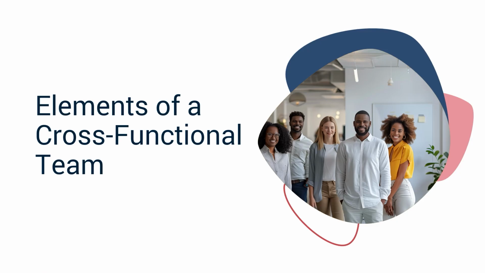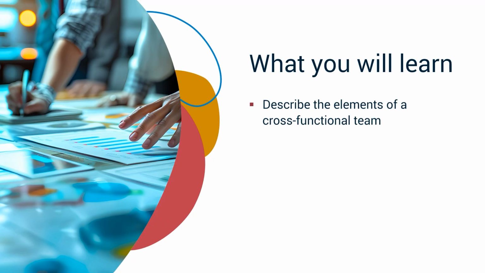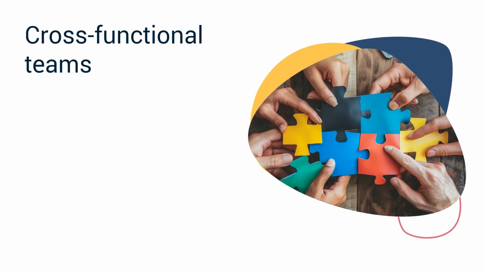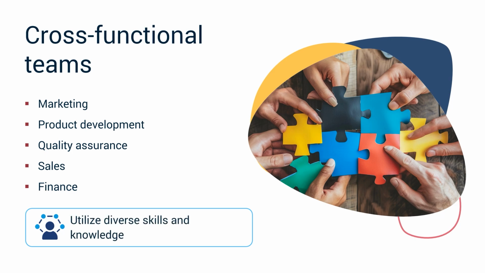Welcome to Elements of a Cross-Functional Team. After watching this video, you will be able to describe the elements of a cross-functional team and apply cross-functional team dynamics to Scrum. To achieve a common objective, cross-functional teams assemble individuals from different departments, such as marketing, product development, quality assurance, sales, and finance. They utilize diverse skills and knowledge from other functions.